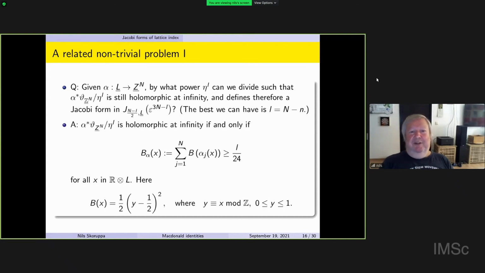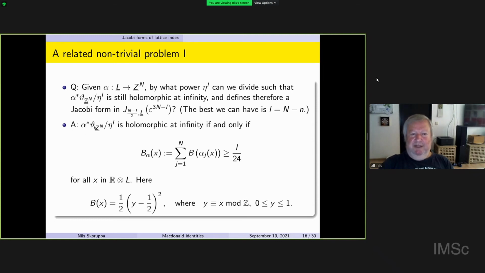Okay, so the other question is, if I have this pullback, I want to divide out by a high power of eta, if possible, to get some Jacobi form of maybe smaller weight, because they're more interesting. And by what power of eta can we divide out? So the question is, if I take this standard lattice, theta Z to the n that we saw there, have the embedding of L into Z to the n.